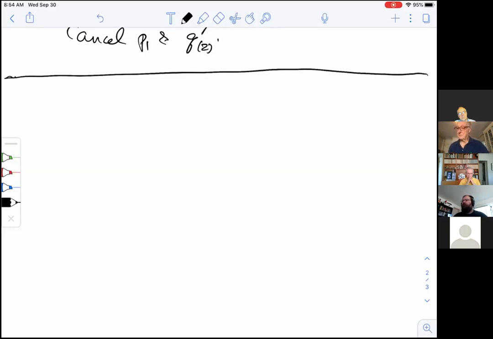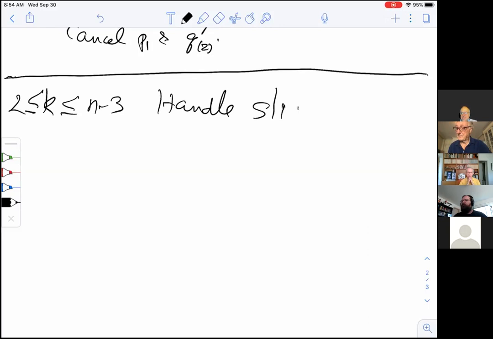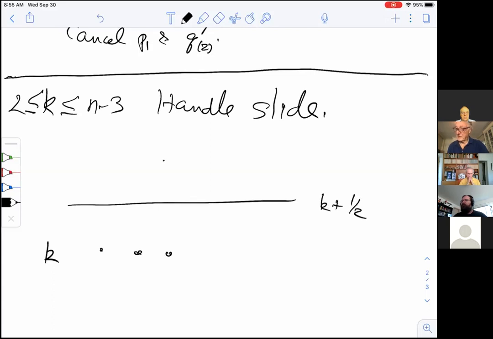And the last one is a handle slide. So now K, the smallest index somewhere between 2 and n-3, we're going to do a handle slide. So I have my critical points of index K down here. Here's the level set K plus 1/2. Critical points of index K plus 1 up here. So P1, PR, Q1, QS.